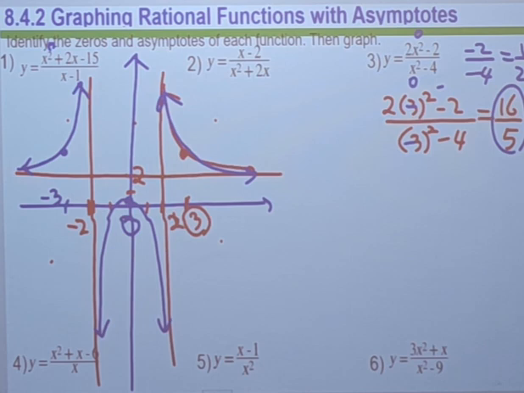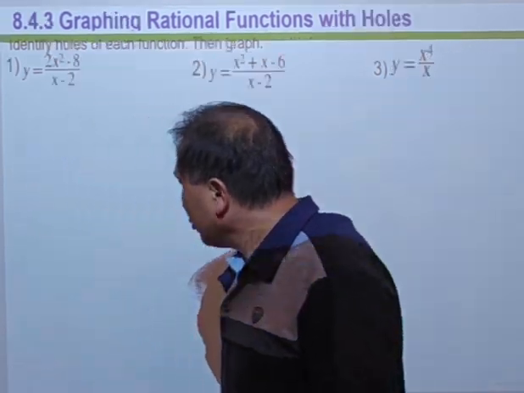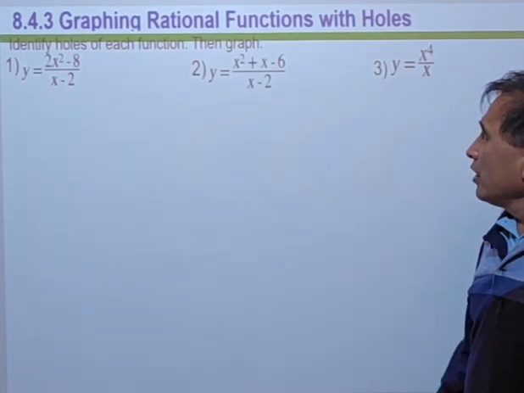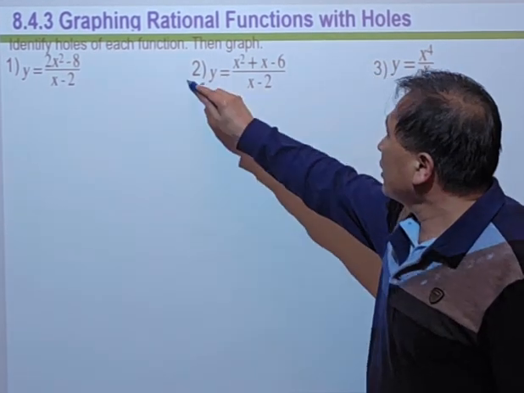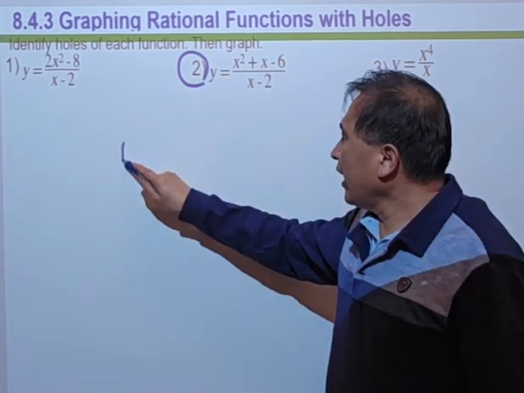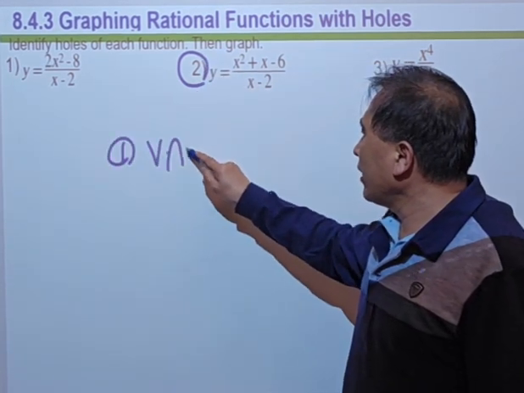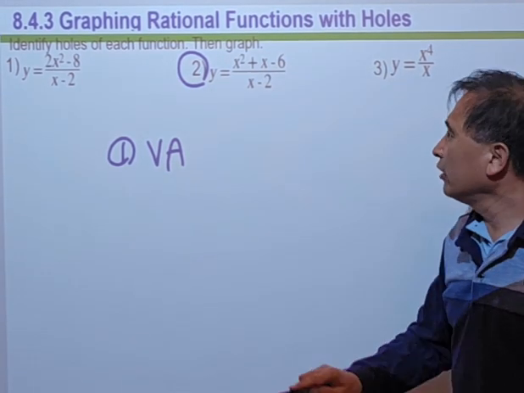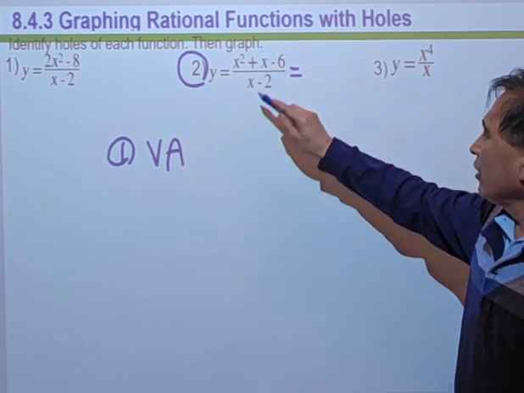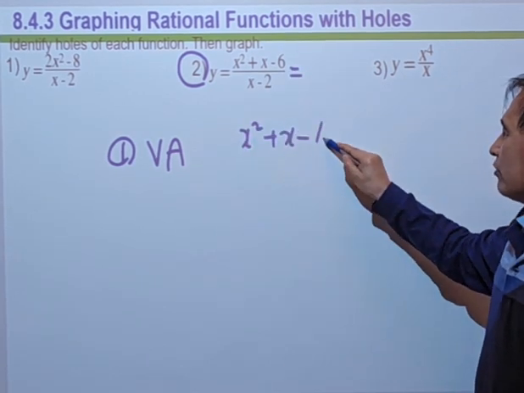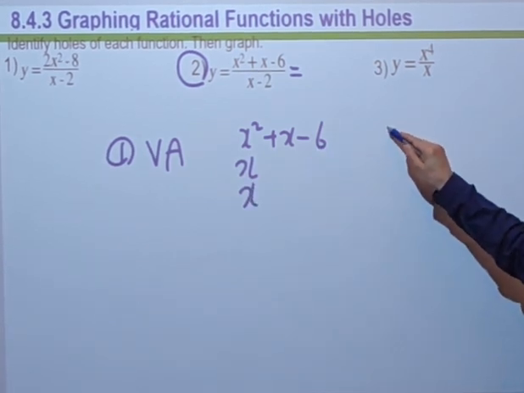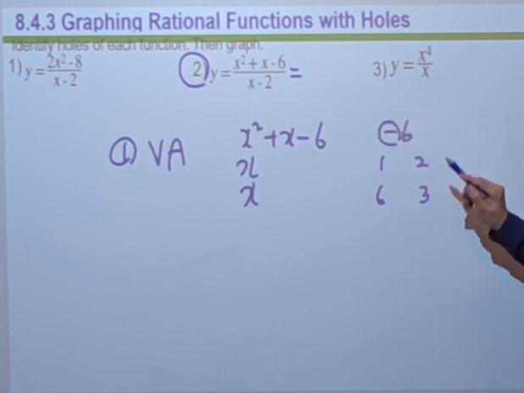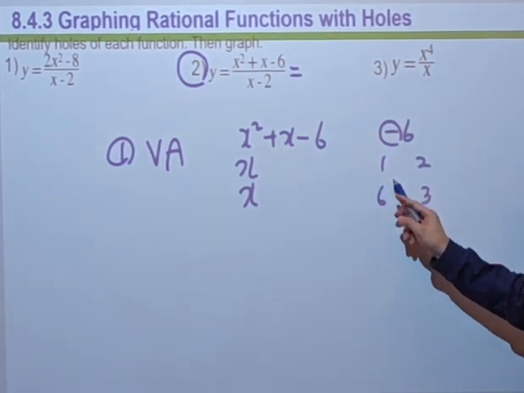Okay. But one more thing you need to consider for the rational function is when there's a hole. So for example, let's do this. Okay, we did that. Number one, vertical asymptote, denominator 0, right? But before you do that, what do you need to think? You need to factor the numerator and denominator. So this is x squared plus x minus 6. You can factor it. Factors of 6: 1 and 6, and 2 and 3, right?